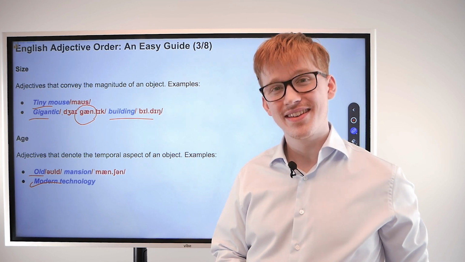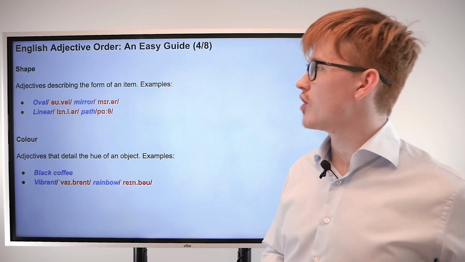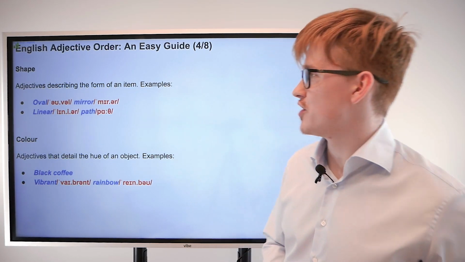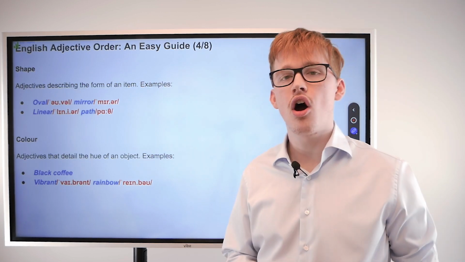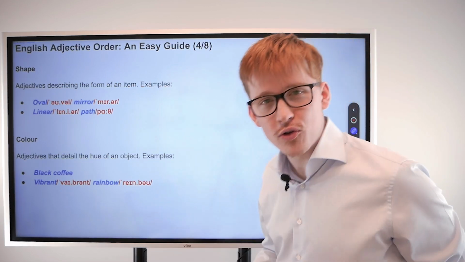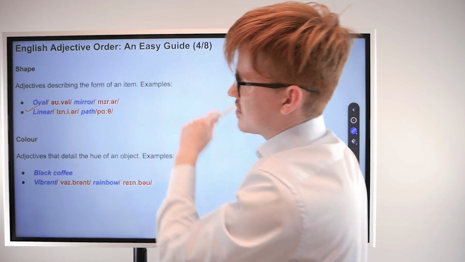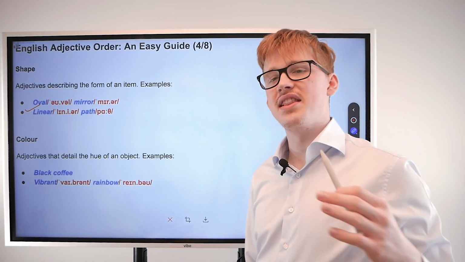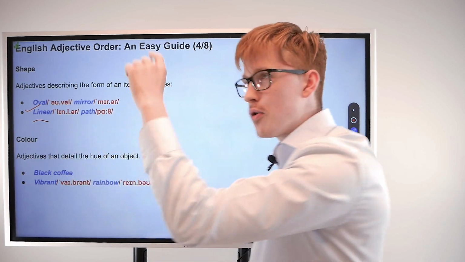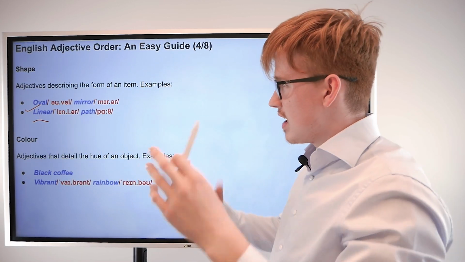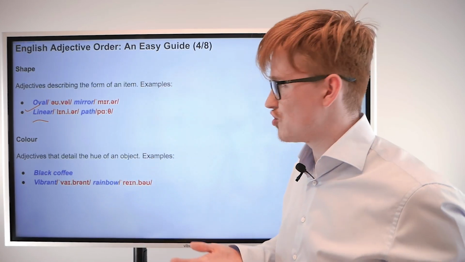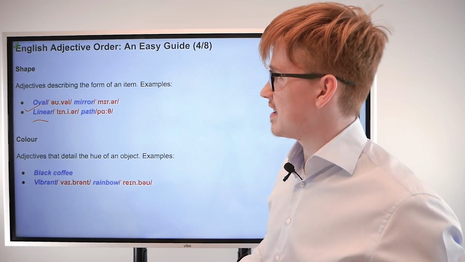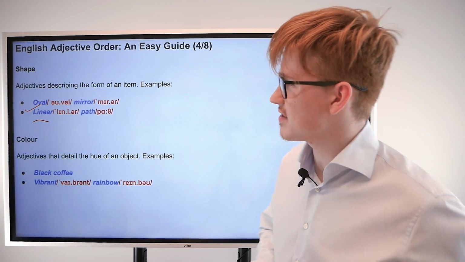Fabulous. Now we're going to look at the adjective group of shapes. So we have an oval mirror. An oval mirror. That's our shape. We have the shape, a linear path. The linear path. You're describing how something is shaped, what it looks like in shape here. So a linear path, and that is it for our shape ones until we come back to that.